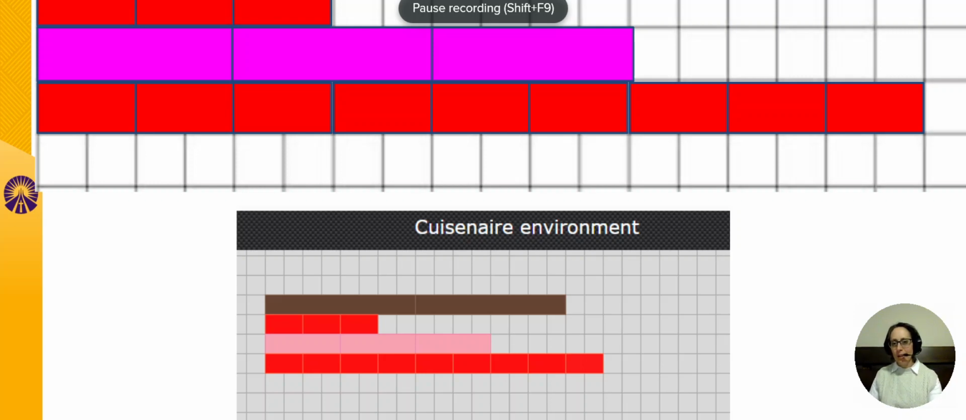And so this Cuisenaire environment has been linked as well as another place where students can model and record their thinking.